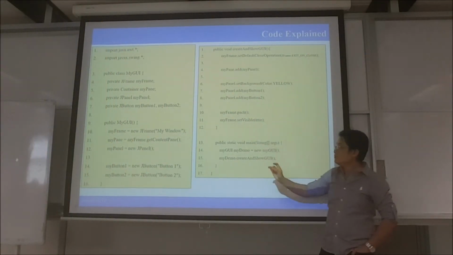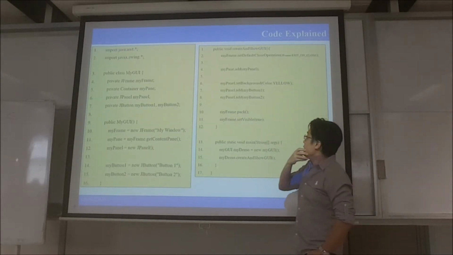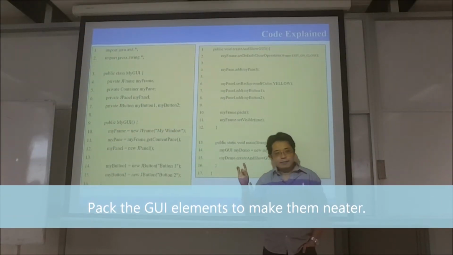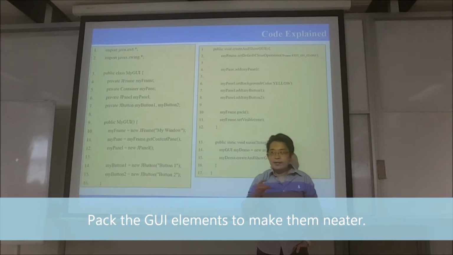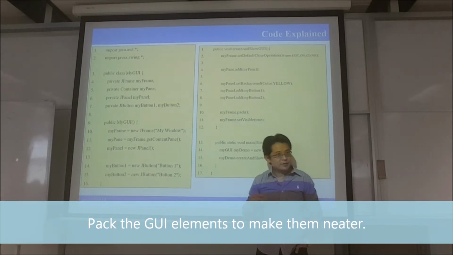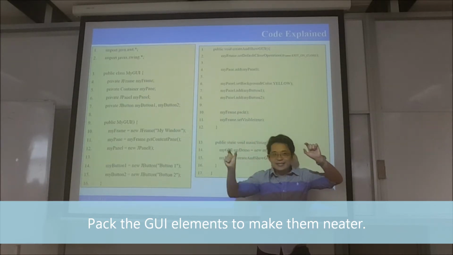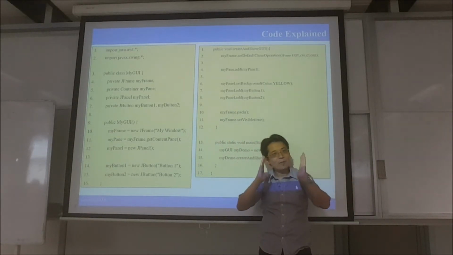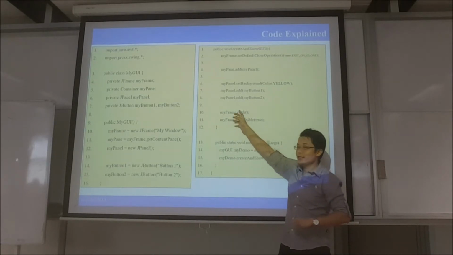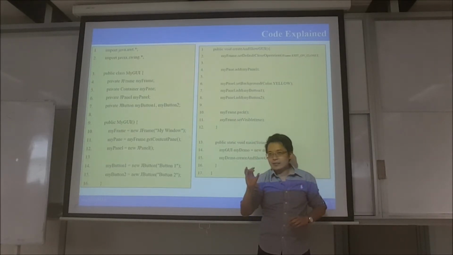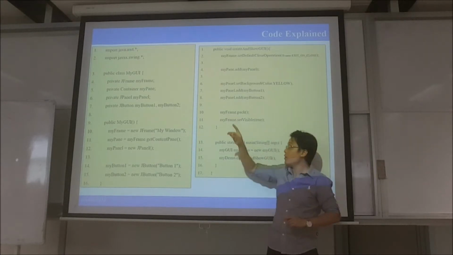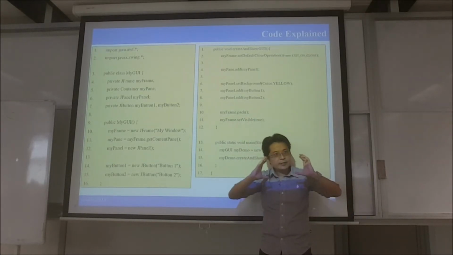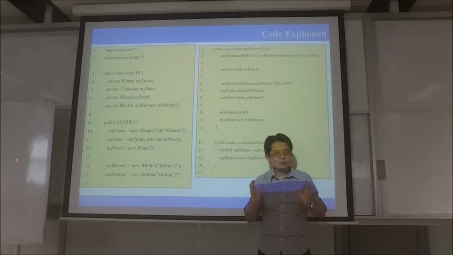Line 10, my frame.pack is telling the layout manager. Remember, every container comes with a layout manager. Maybe when you arrange them, there are some white spaces. So this one will automatically remove the white space so that it looks compact. If you don't call it, then it's fine. You get the display as what you have designed. But if you call pack, automatically it will compress them together, remove the white spaces, so it looks more neat. Some people may find that more neat.